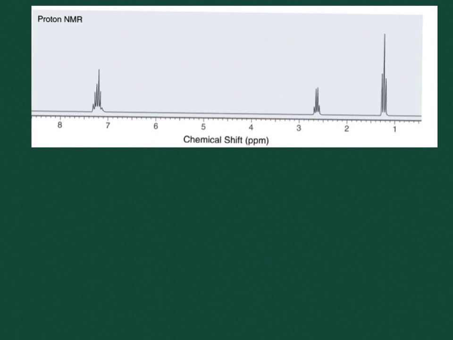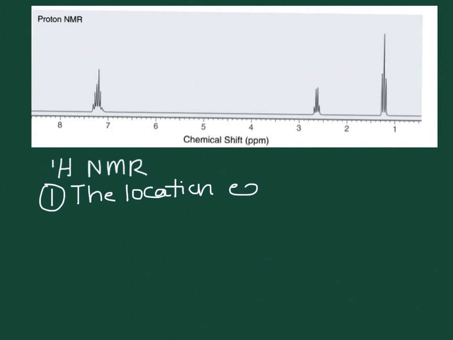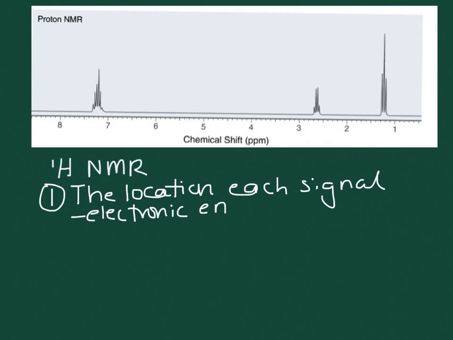So here we have an NMR spectrum. Specifically, this is a proton NMR spectrum. So what type of information can we get from the spectrum? We can use the location of each signal. This will tell us about the electronic environment of each proton.